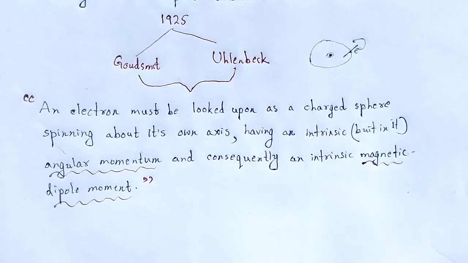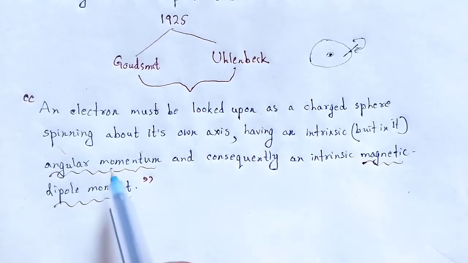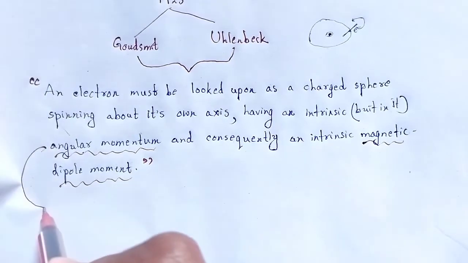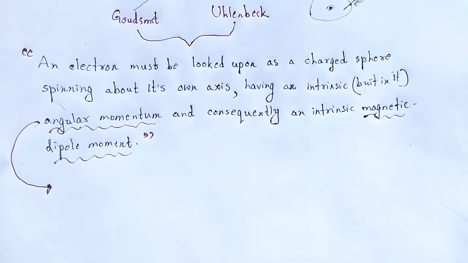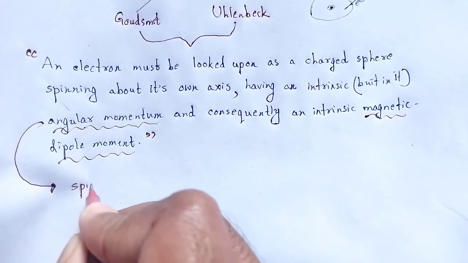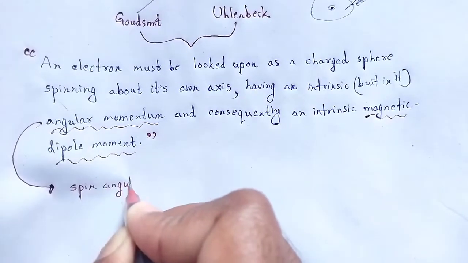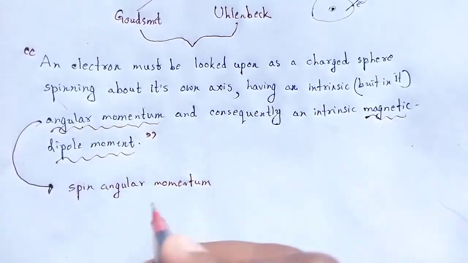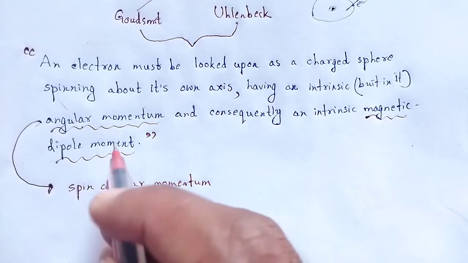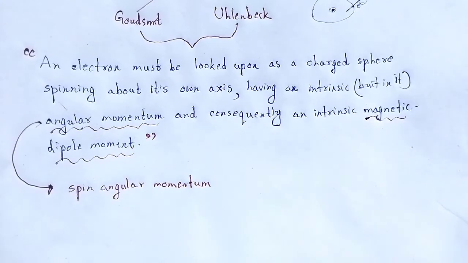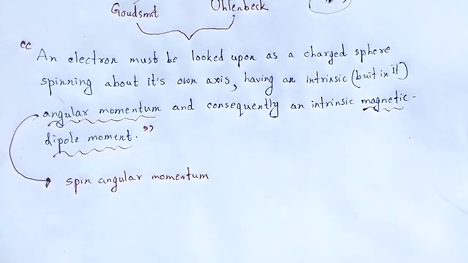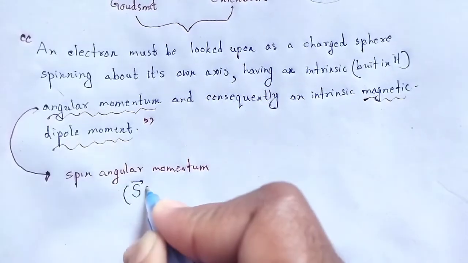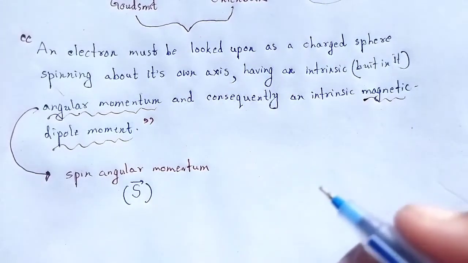The angular momentum created by the spin is known as spin angular momentum, meaning that due to spin the angular momentum is created. So the name is spin angular momentum, and it is denoted by capital S vector.